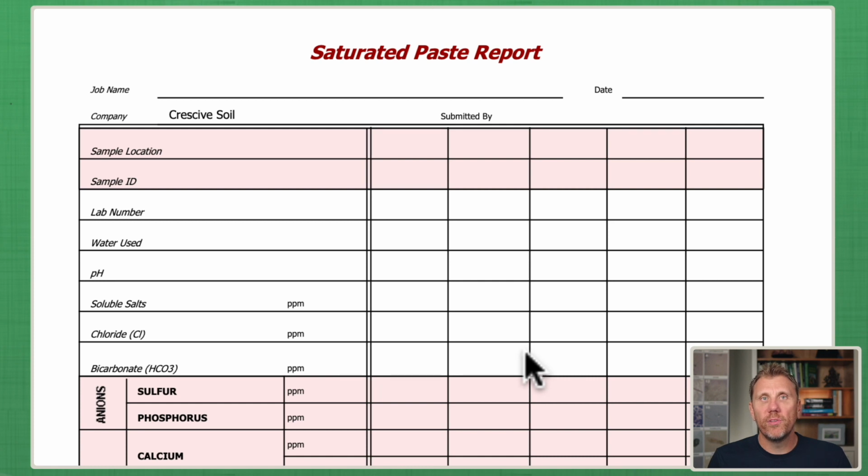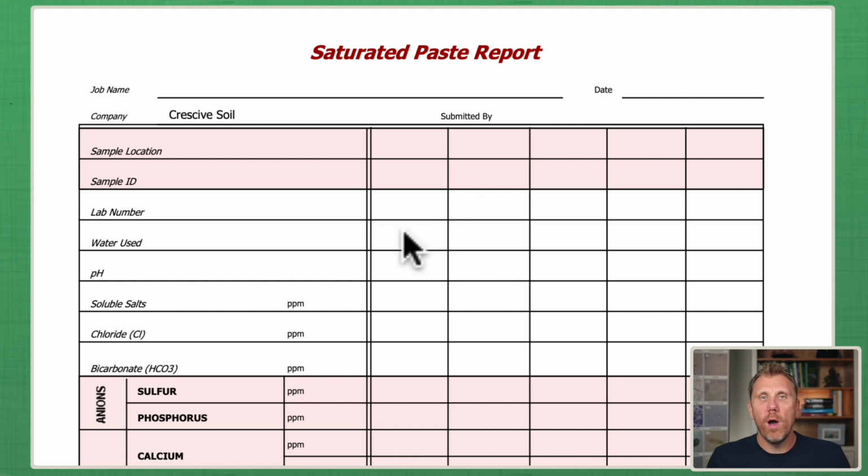This is the report for the saturated paste test. The sample location and sample ID will be carried over from your Mehlich 3 or your other information packet, as is the lab number for the day, which will be different for saturated paste reports versus Mehlich 3 reports.